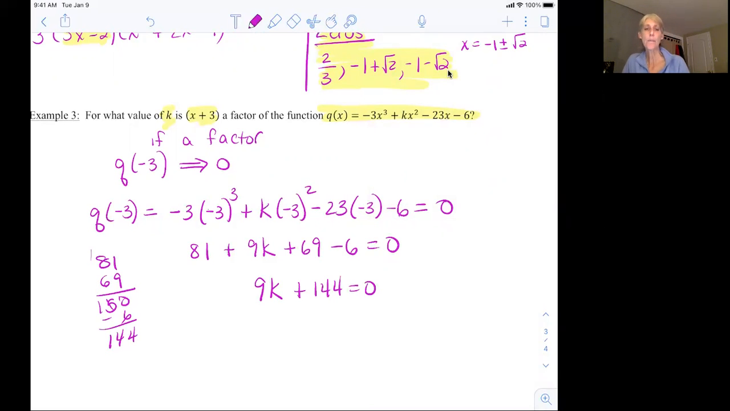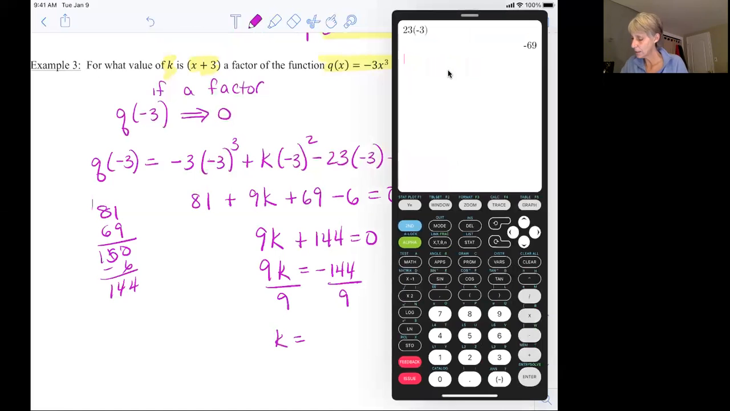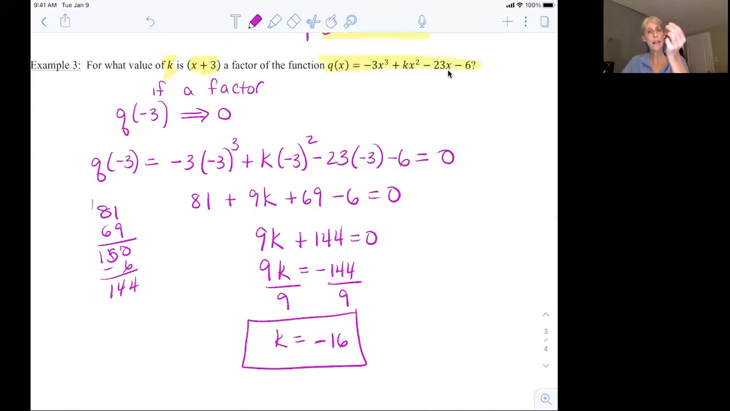If 9k plus 144 equals 0, that means 9k equals negative 144. Divide by 9 to solve for k. Remember what we're doing. We want to find the k. And negative 144 divided by 9 is going to give me negative 16. And that would be the k value.